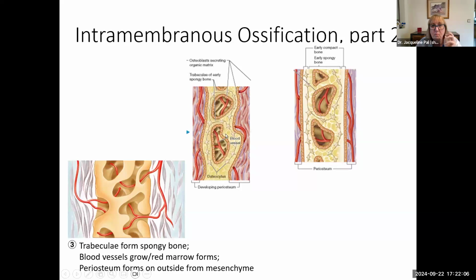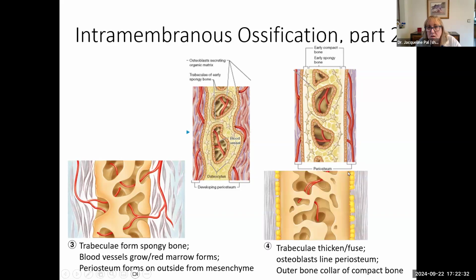So now we have bony trabeculae surrounded on both sides by periosteum. We have osteocytes trapped in the bony spicule. We've got a lot of osteoblasts on the edges of the bony spicule. We're going to be doing some bony remodeling we haven't learned about. And so we're going to start changing some of that spongy bone to compact bone on the edges. Okay, so that we will eventually have an outer bone collar of compact bone.